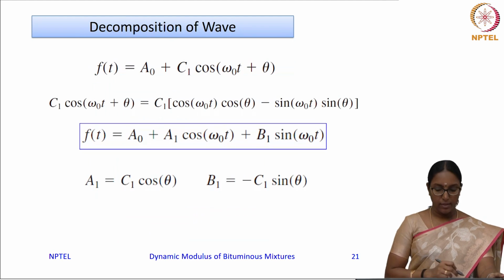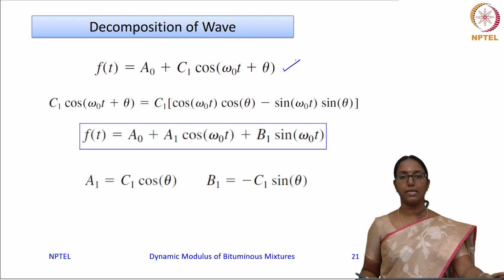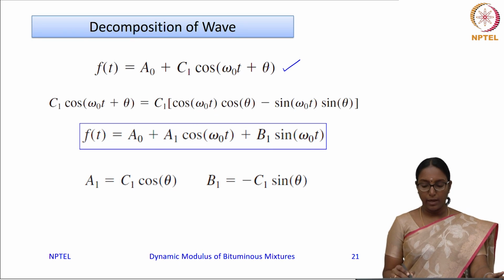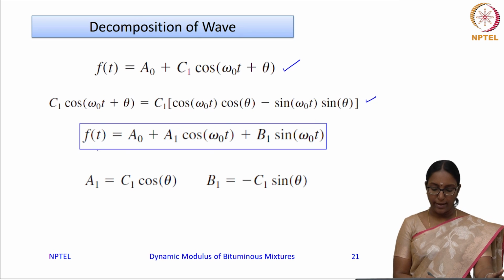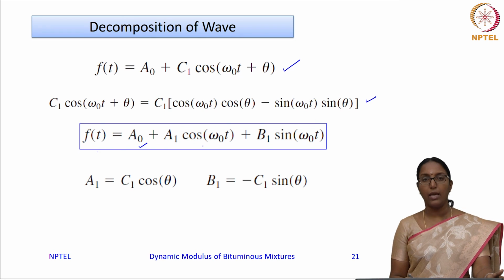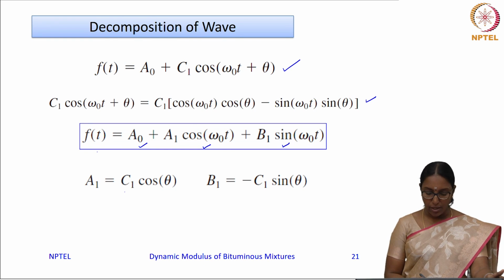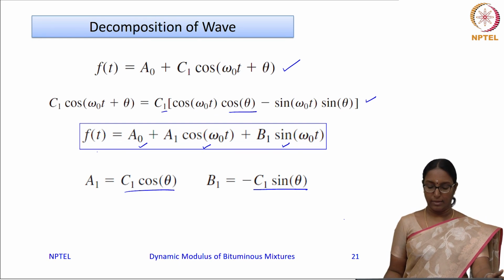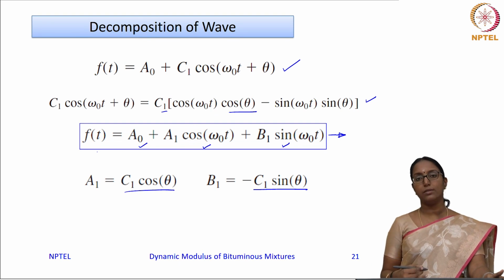So, how do you decompose this wave? As I said, a sinusoidal wave can be explained as A0 plus C1 cos(omega 0 t plus theta). Now, I'll decompose this cos(A plus B) as cos A cos B minus sin A sin B. So, you can rearrange this expression as F(t) equal to A0 plus A1 cos omega 0 t plus B1 sin omega 0 t, where A1 is your C1 cos theta, and B1 is your minus C1 sin theta.